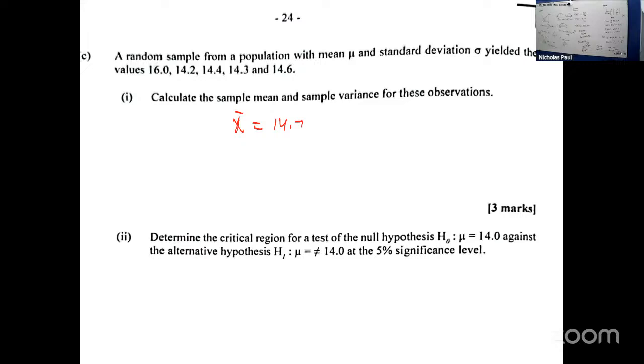Alright, so x bar is 14.7 and s squared is 0.55. S squared, right? Yeah. Right, so mu hat is this and sigma hat is this. You okay with that?